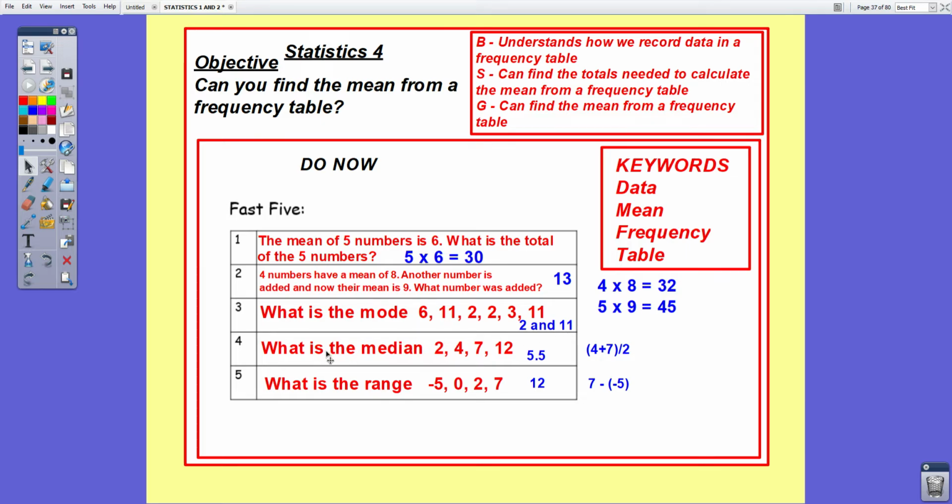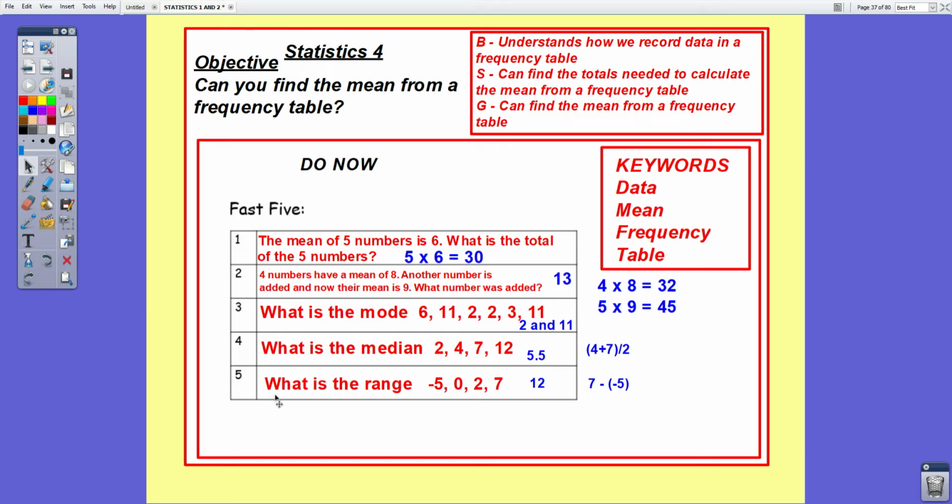Question 4, what is the median? Well, I'd set these numbers out in order from smallest to largest, but there was an even number of data values. Therefore, you add the middle 2, 4 add 7, which is 11, and divide that by 2 to find your median. 11 divided by 2 gives us the median value of 5.5.